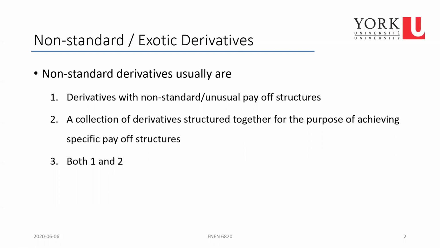So usually the ones we're looking at, the so-called non-standard derivatives, fall into either one of the two categories, or maybe we can mix them together and create a product that has unusual structures, and also part of that payoff structure can be expressed as a collection of other products as well. So let's take a look at some of the typical ones that we may see in the market, and look at how we can price them.